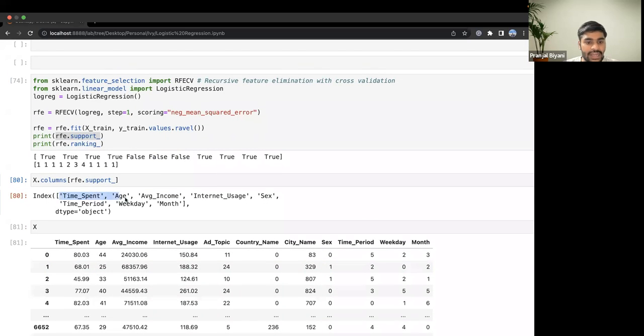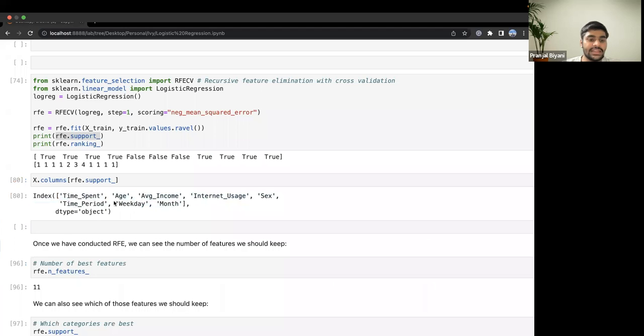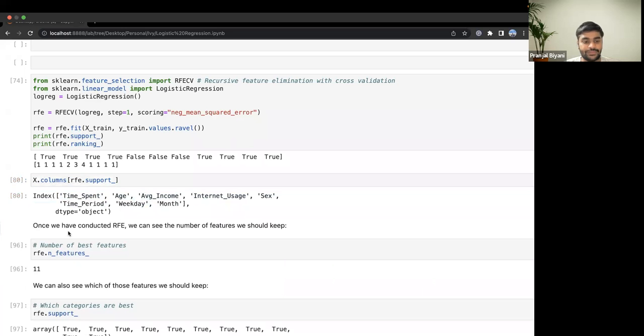Time spent is useful, age is useful, average income, internet usage. Add topic is not useful. Country name is not useful if someone clicks or does not click. City name is also not relevant. Sex is relevant, time period is relevant, weekday is relevant, month is relevant. Okay, that is what the performance-based feature selection got you.